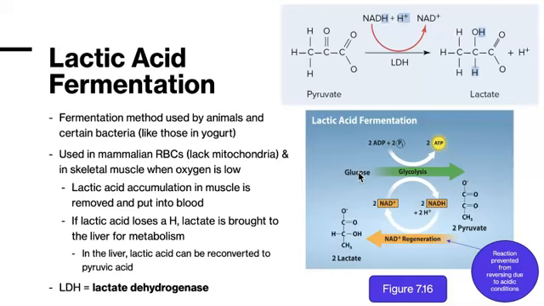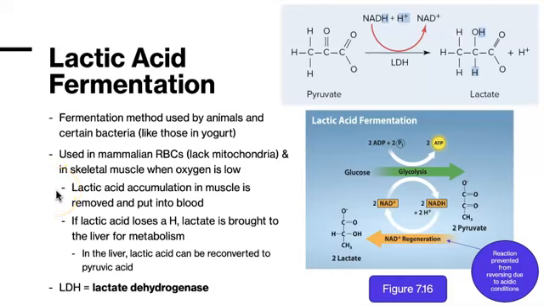So let's talk about lactic acid fermentation. Fermentation is a method that is used by animals and certain bacteria like the ones we find within our yogurts. And we see this process within our red blood cells since they lack mitochondria, and within our skeletal muscle when the oxygen is low. So perhaps we have been working at really high intensity or for long durations of time where the oxygen is not sufficient. At a point, lactic acid is going to accumulate within our muscle and starts to get removed and placed into our bloodstream. That point in time is called our lactate threshold.